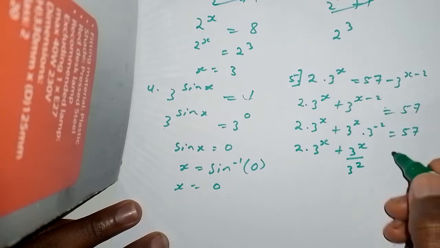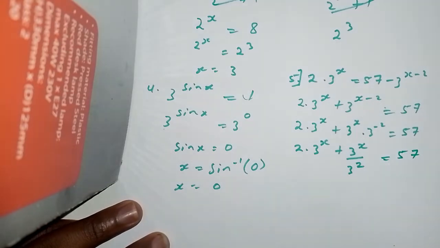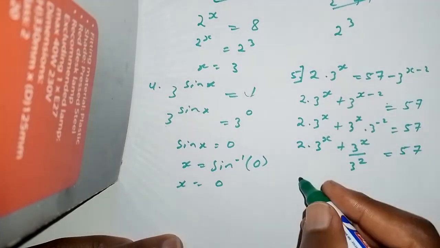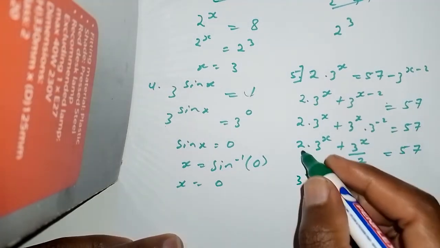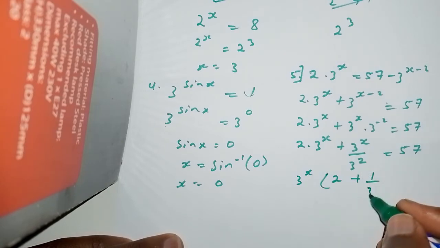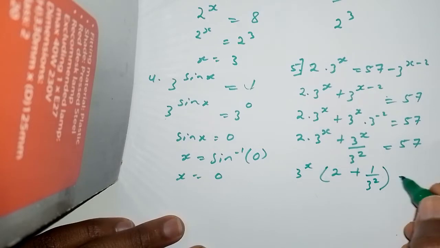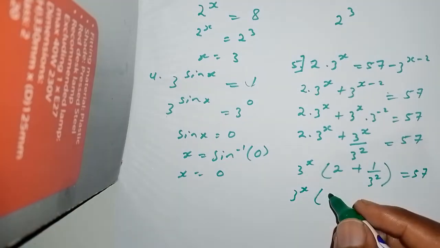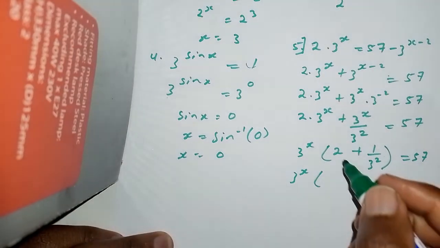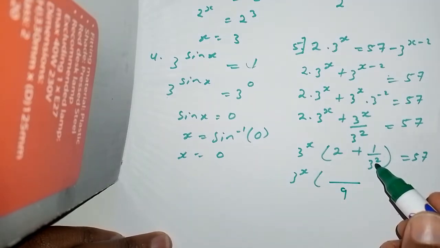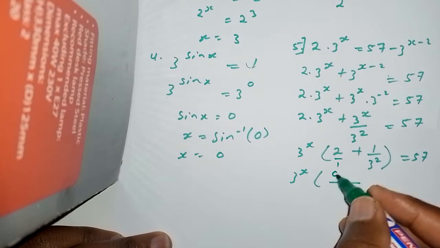Yes, and then this is equal to 57, right? And then I'm going to take the common factor, which is 3 to the power x. I'm going to be left with 2 here plus 1 over 3 to the power 2, which is 9. This is equal to 57, right? Then I'm going to have 3^x into, okay, now this is over 9, right? And then I'm going to have 1 into 9.